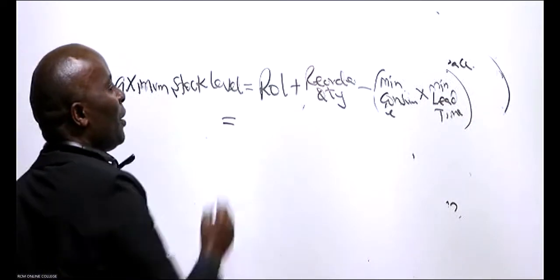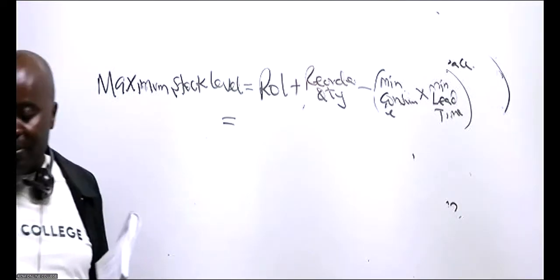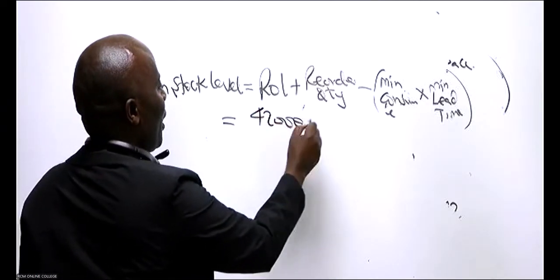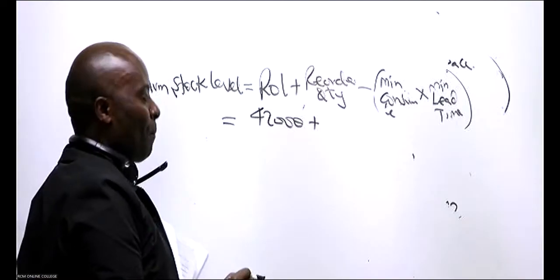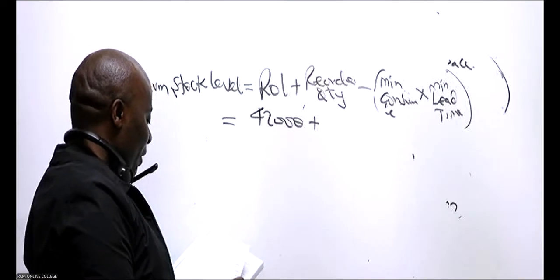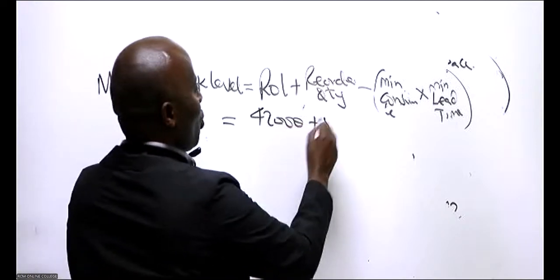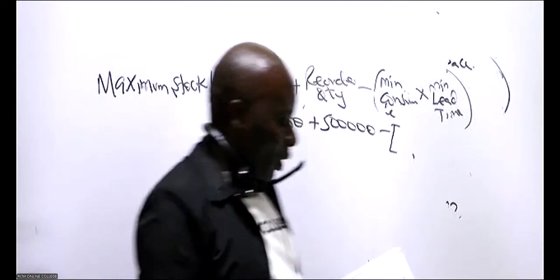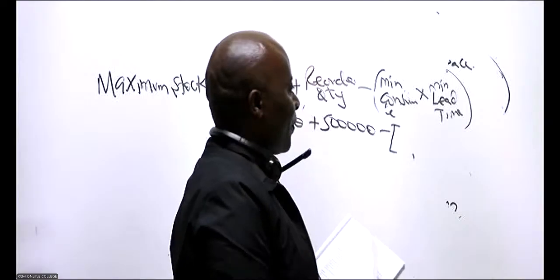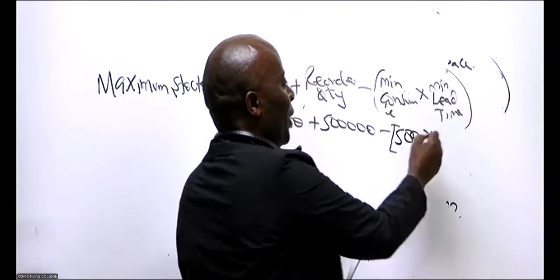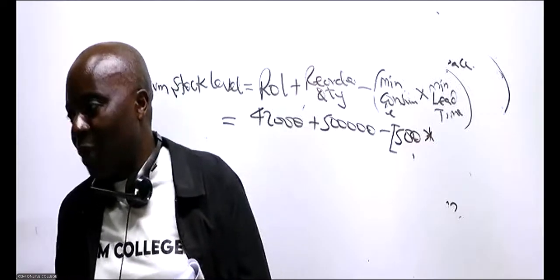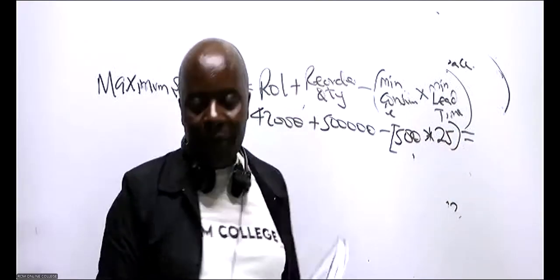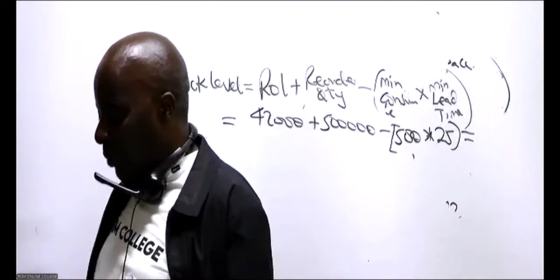Are you able to see the reorder level, the one we calculated up there? Reorder level is 42,000. How about the reorder quantity? Reorder quantity is 50,000, so plus 50,000 minus minimum consumption. Are you able to see the minimum consumption per day? 500. Are you able to see the minimum lead time? 25. Put it in the brackets and give me an answer.